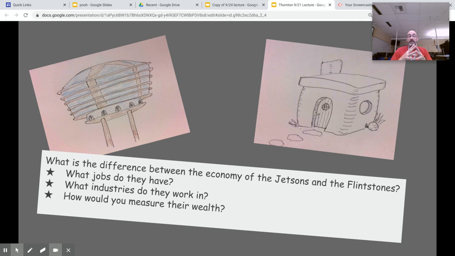Okay, last question. How would you measure their wealth? Who would you say had the better quality of life? And we only saw the themes, so we don't know exactly what their life was like, but just based on the themes, what do you think? Okay, take another 5 seconds.